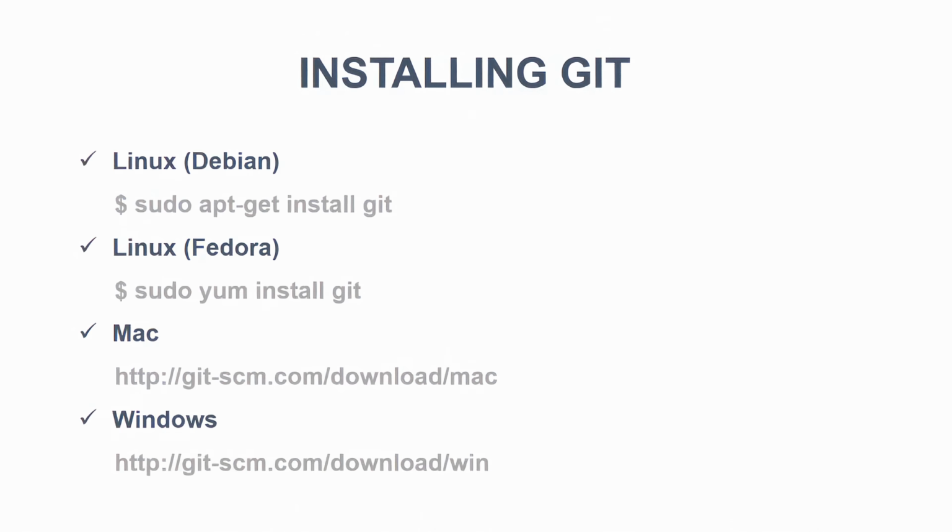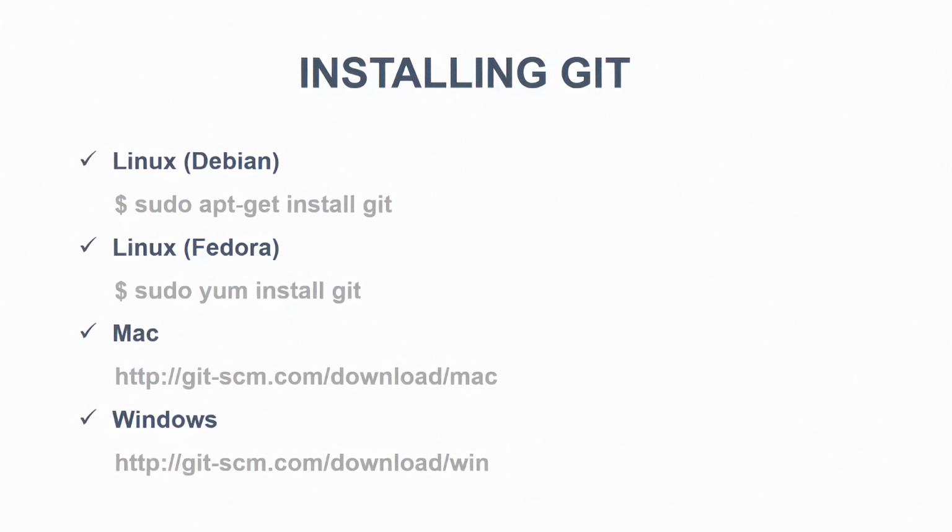Installing Git is pretty easy no matter what system you're using. If you're using Linux, it's a simple package command. For Debian, use apt-get. For Fedora, use yum. And if you're on a Mac, you can go to this URL right here, git-scm.com, and you can download Git. I believe you can also use Homebrew or some package manager. And for Windows, there's a few different programs you can use, but I'd always suggest git-scm.com. You can download the installer and set it up really easily.